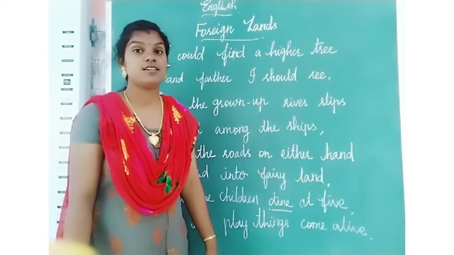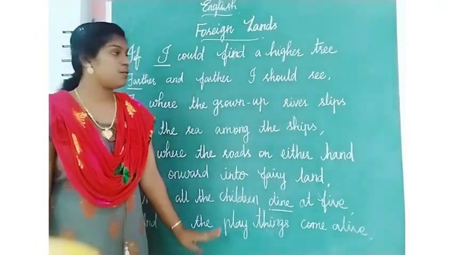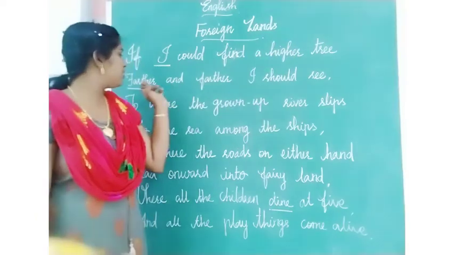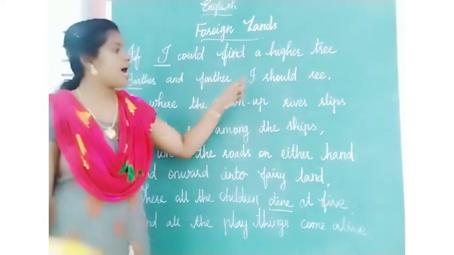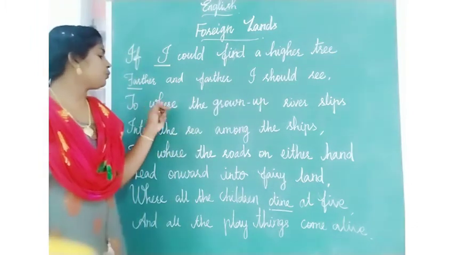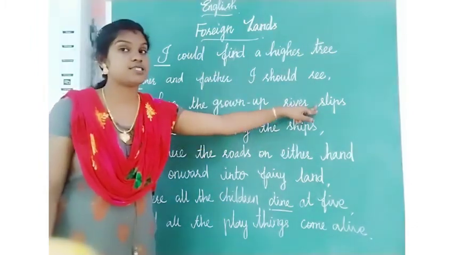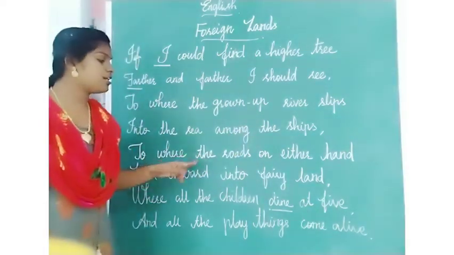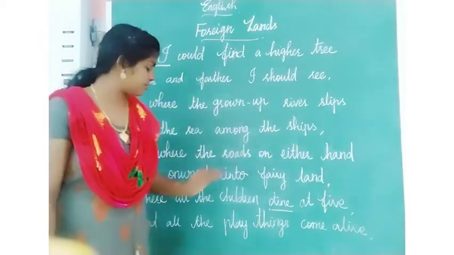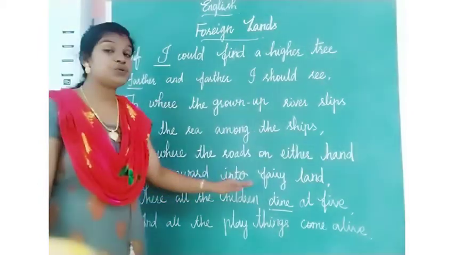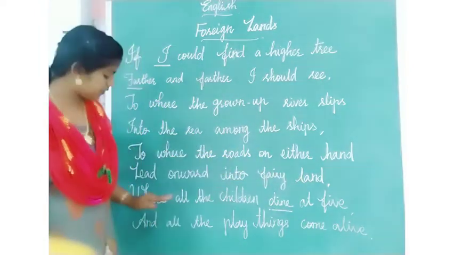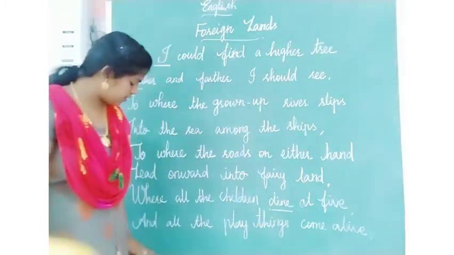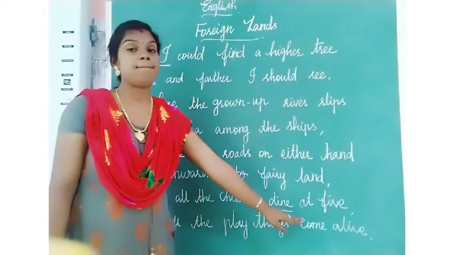Have you got it? Did you understand this poem? Once again, shall we read? If I could find a higher tree, farther and farther I should see, to where the grown-up river slips into the sea among the ships, to where the roads on either hand lead onward into fairyland, where all the children dine at 5 and all the playthings come alive.